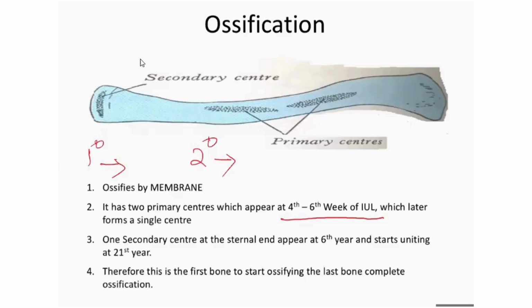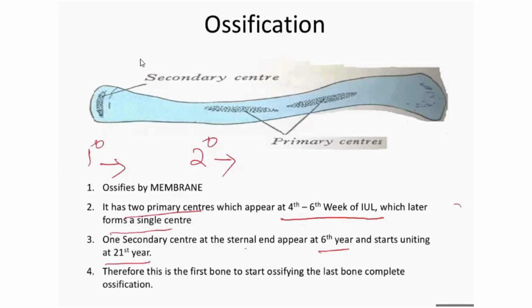So it has two primary centers, which later fuse to form the bone. I think the PowerPoint will be shared with you. If you want, you can take down this point. If not, you just mention PowerPoint number 3. Don't waste your time writing. Whatever is not given on the PowerPoint, that alone you take down. They'll be converting this to USB and sharing. So the secondary centers appear again at the 6th year and 21st year.